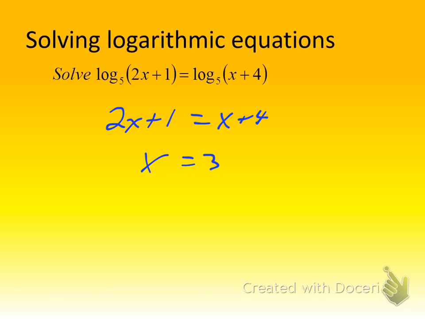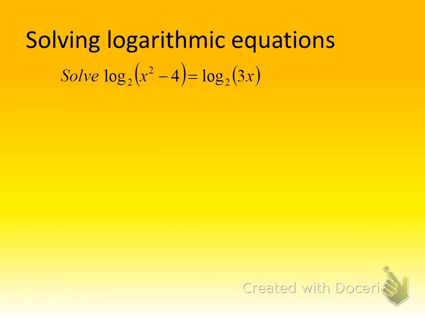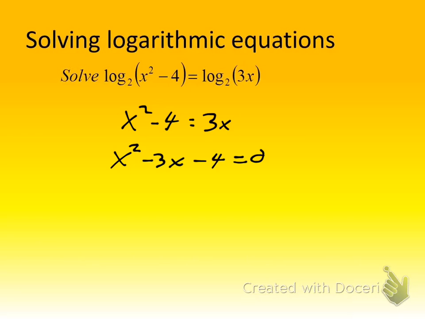Let's show you one where something funky happens. So here we have log base 2 of x squared minus 4 equals log base 2 of 3x. So same thing, you're going to have both logs cancel out. So you're going to be left with x squared minus 4 equals 3x. The trick to this problem is you've got to recognize what type of equation you're left with. In this case, it's a quadratic. And the way you solve quadratics is by making it equal 0. So x squared minus 3x minus 4 equals 0.